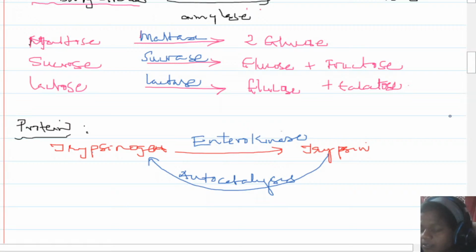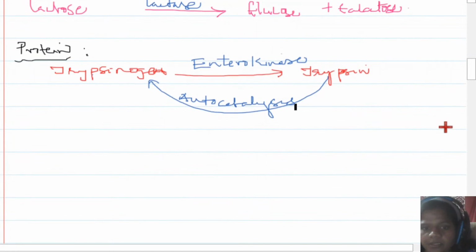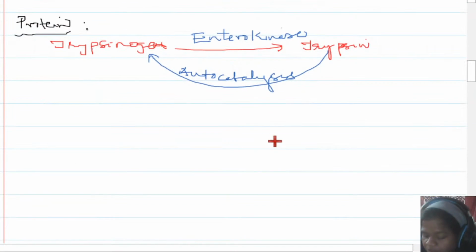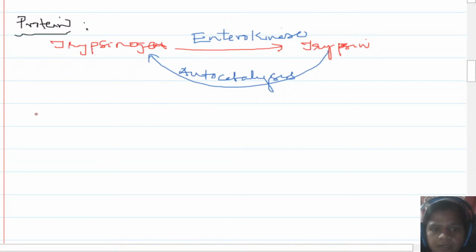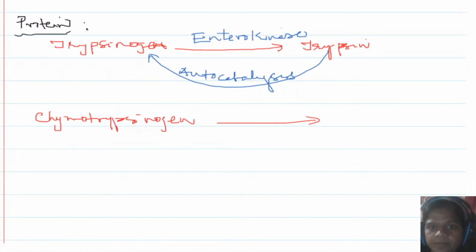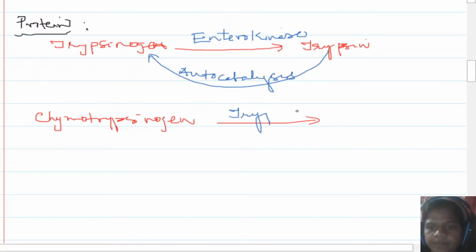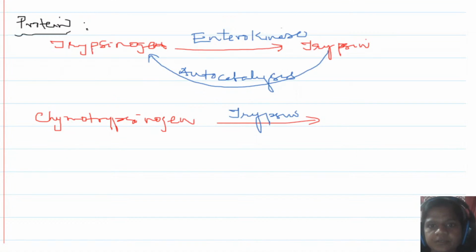This trypsin acts on chymotrypsinogen. This is also another enzyme present in pancreatic juice. Chymotrypsinogen gets converted by trypsin to chymotrypsin.